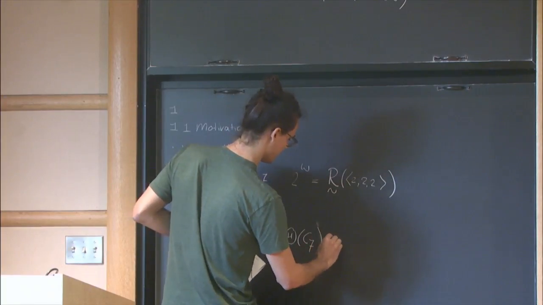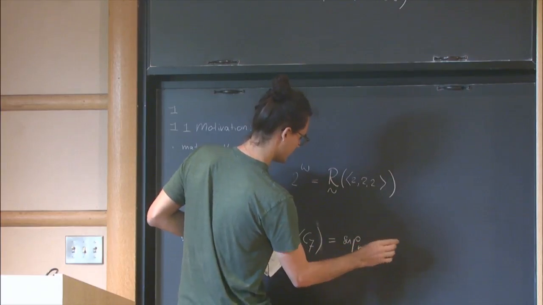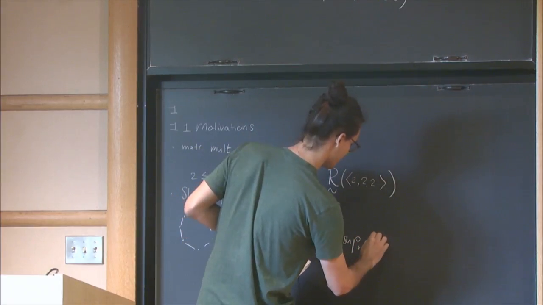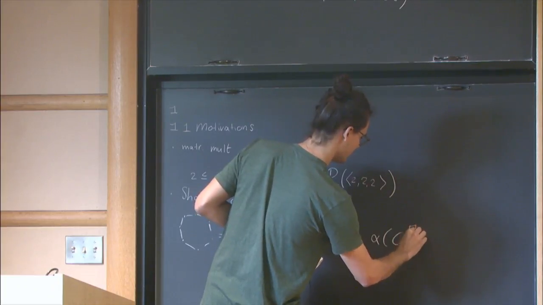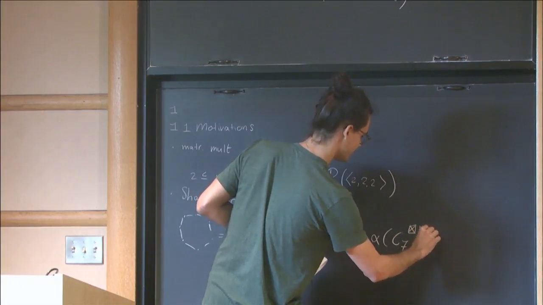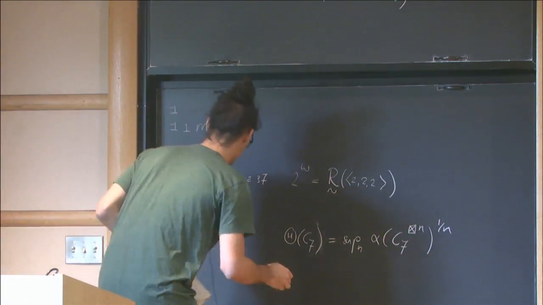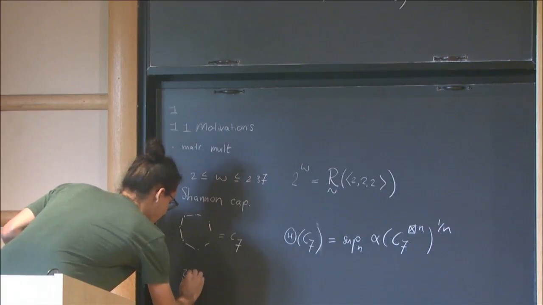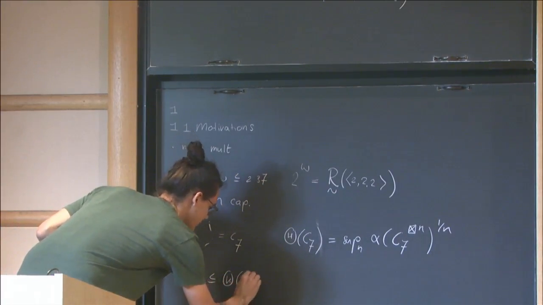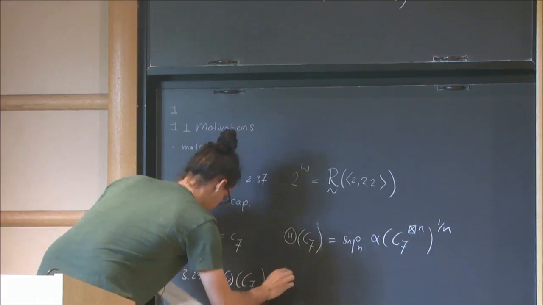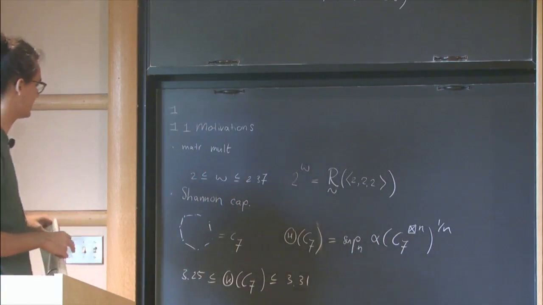Let me write down one definition. It's a supremum over n of the independence number of the nth strong graph product power of C7, and then the nth root. And here, just to give you an idea, we have the following bounds, which are not tight, or at least one of them is not tight.